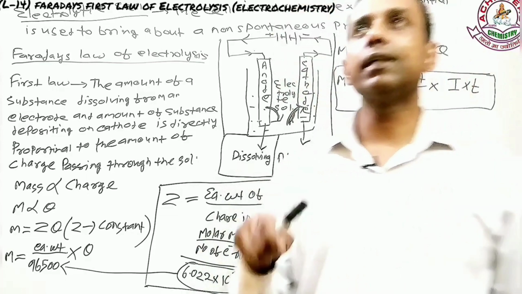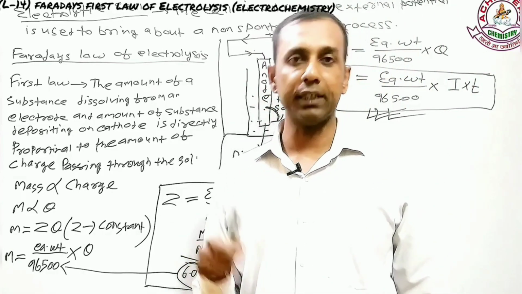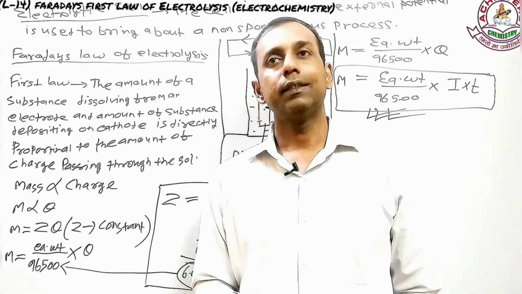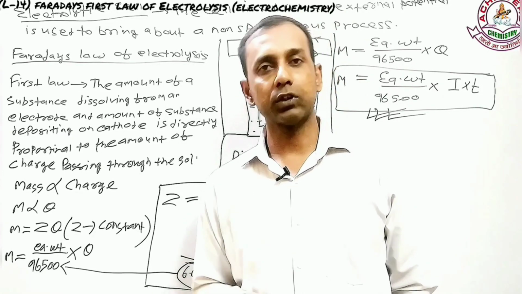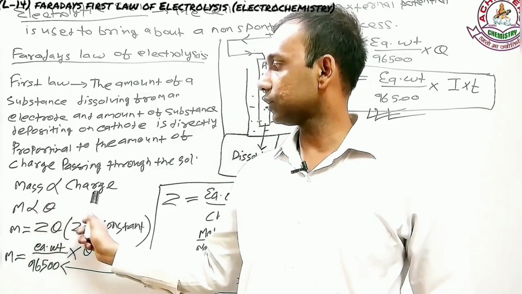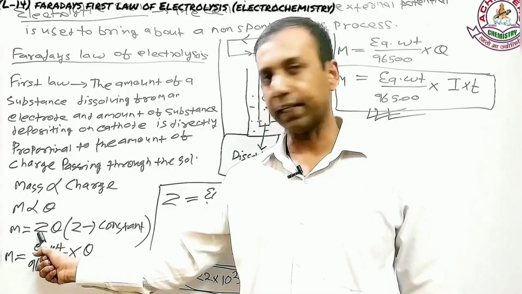Faraday's law says that during the electrolysis, the amount of a substance dissolving or the amount of a substance liberating on the anode and depositing on the cathode, either of them are directly proportional to the charge passing through the solution. So therefore, we have mass is directly proportional to charge. Now we do know proportionality has a constant. So this constant is called Z.